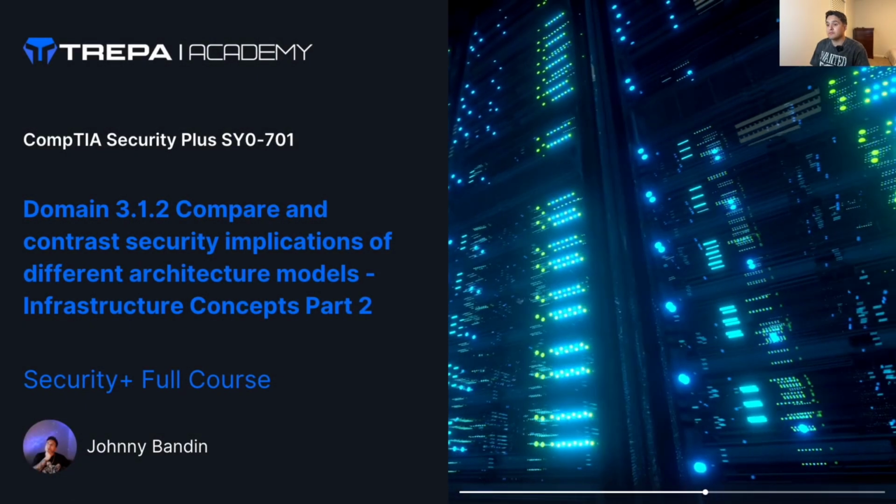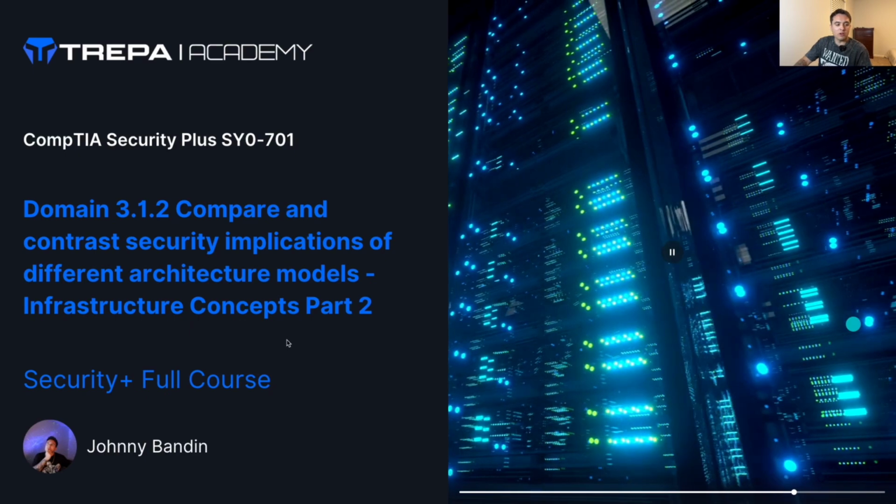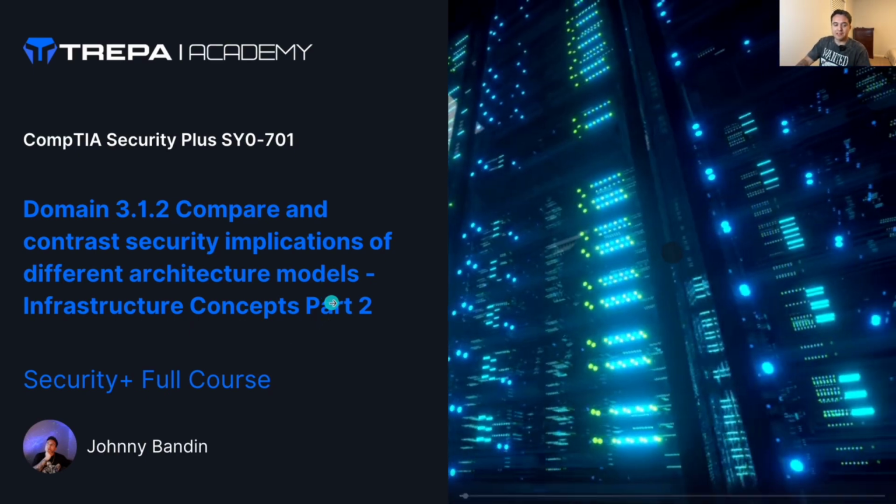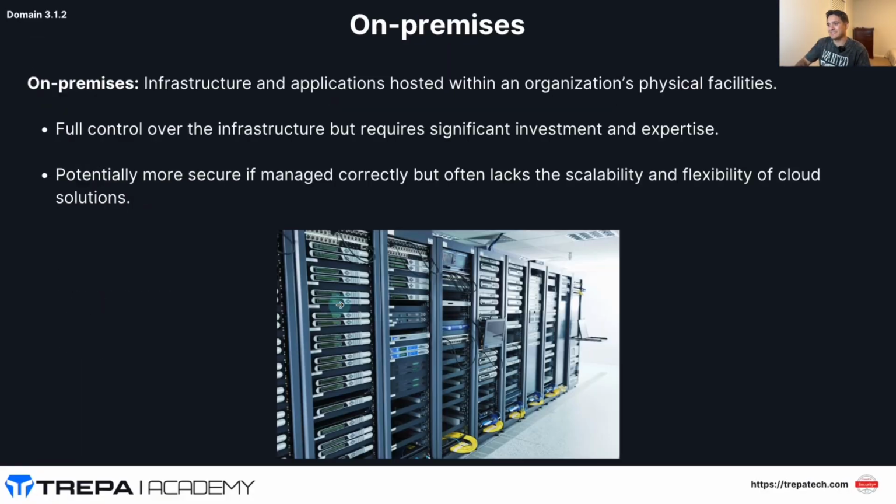Okay, now let's move on. So now we're going to continue on with domain 3.1, going over our infrastructure concepts part 2. We're going to talk about on-prem and break down what on-premise infrastructure is. This is infrastructure and applications hosted within an organization's physical facilities, meaning that we go buy the servers, we have the data center, we're managing access to the data center, we're doing the environmentals on it, we're racking and stacking the servers, the storage, the network, and this is our on-premise architecture.